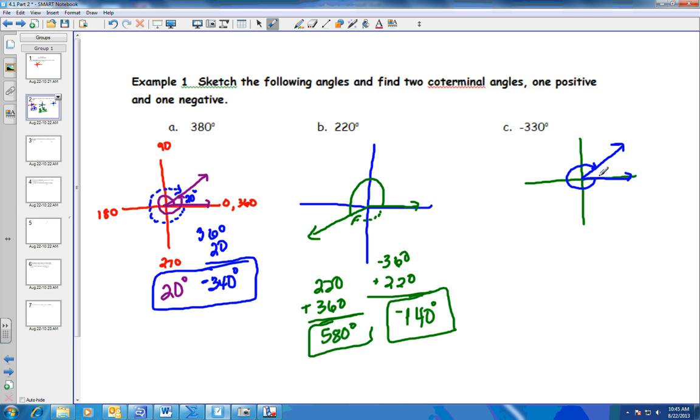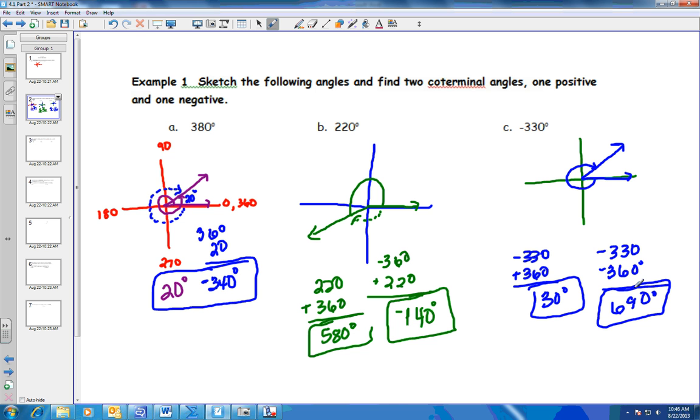So how much am I going to have left? That's a positive 30 degrees, right? So another 330, add that 360, is a positive 30-degree angle. Okay, now what if I want to name this as another negative angle? Well, if I have a negative 330 degrees, this time I'm going to add a negative 360 degrees, so 690 degrees.